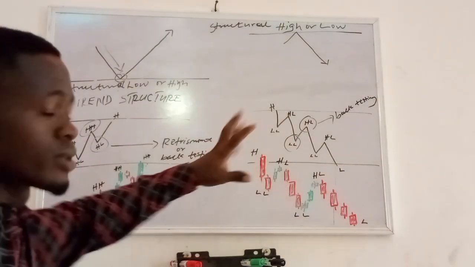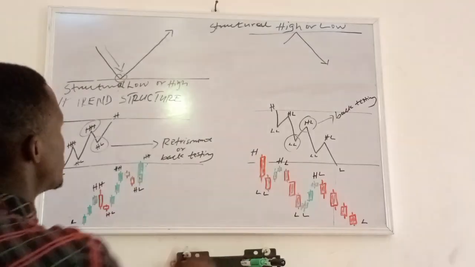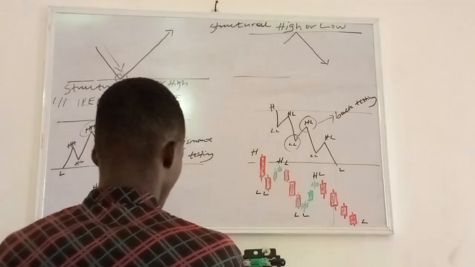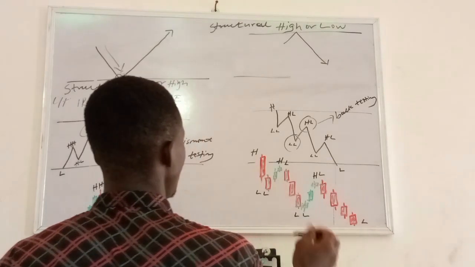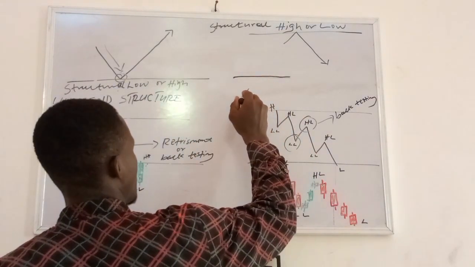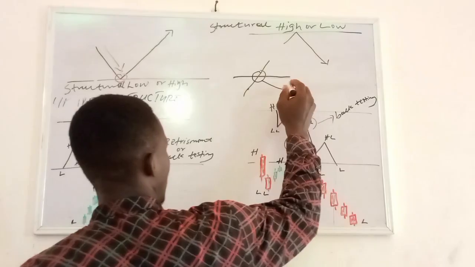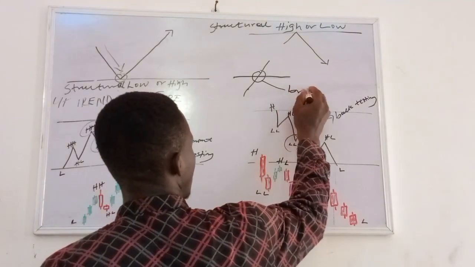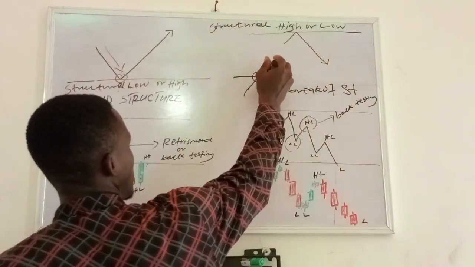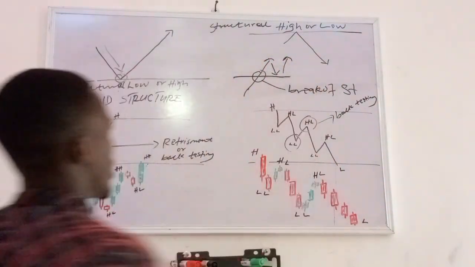In some cases, why it can change is because of break of structure. We have what we call break of structure. Now, break of structure simply means price came and broke through this trend line. This is break of structure. Maybe it came back to retest before it heads back up.